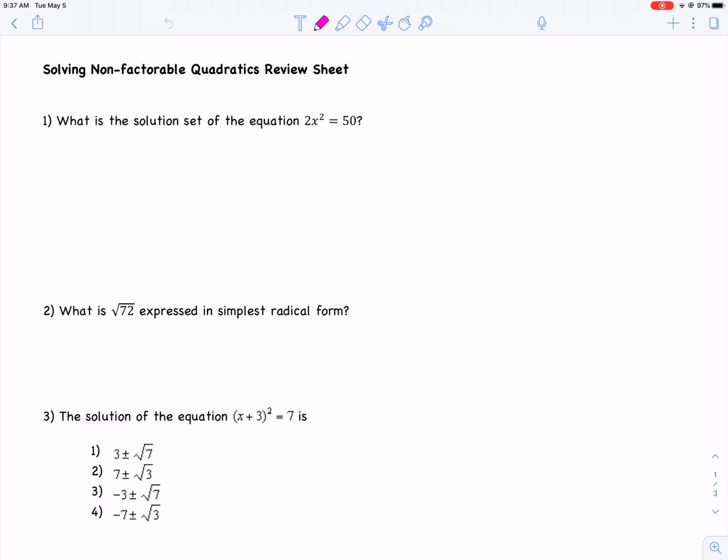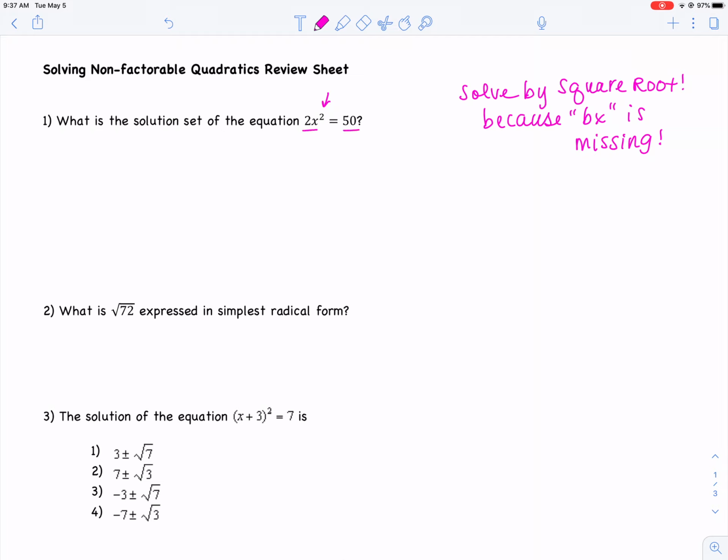In number one, I am going to solve by square root, for one and only one reason: because your bx term is missing. Notice there is no 3x in the middle there. Because it's missing that middle term of ax squared plus bx plus c, I can solve by square root. So remember, you want to get the squared term isolated.